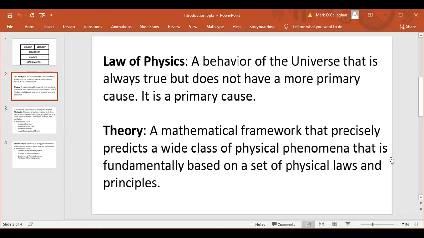Now, when I talk about a fundamental set of physical laws, what is a physical law? Well, as I say here, a physical law is the behavior of the universe that is always true, but does not have a more primary cause. It is a primary cause. There are certain fundamental behaviors in the universe that we do not know why they are true, but they are. They don't have to be true, but they are true.